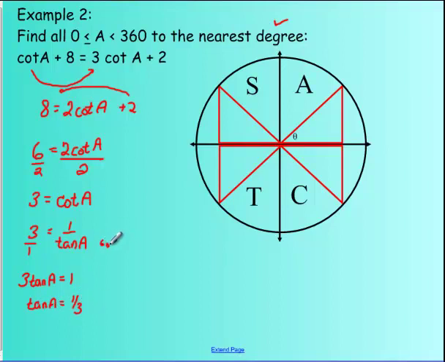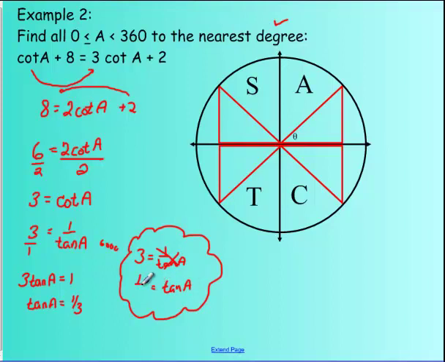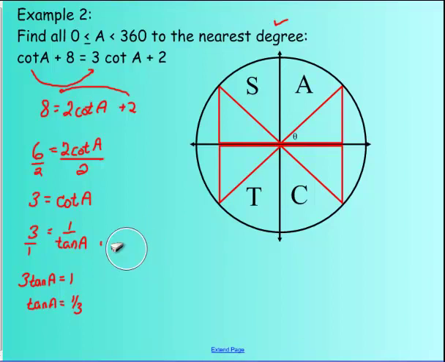Now I'm going to show you a little shortcut that I do. When I get to this point right here, where 3 equals 1 over tangent A, I just do the reciprocal. I'm going to take the reciprocal of 1 over tangent A and make it tangent A. But if I take the reciprocal of one side, I've got to take the reciprocal of the other. So I get the same answer. Okay, that's my little shortcut right there, but onward.